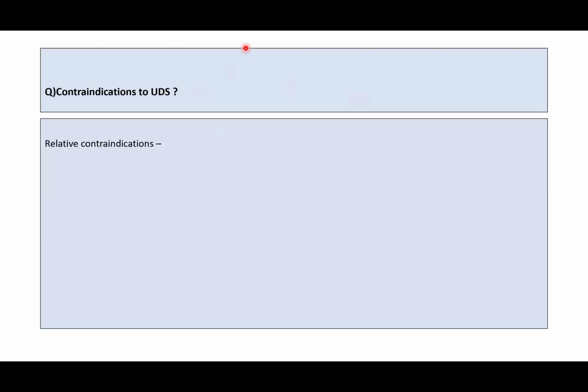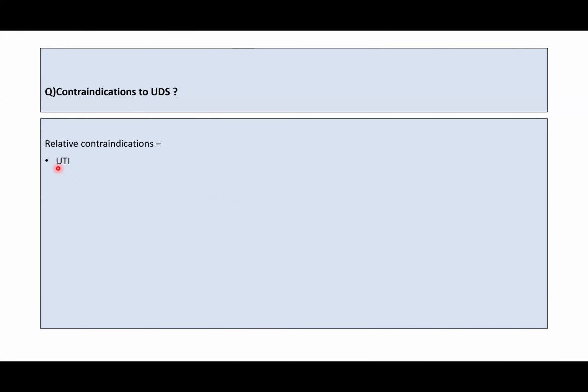Whatever comes to your mind. One we have discussed: infection, yes, UTI, yes. Anything else? Yes, ma'am, you said hematuria. Okay, hematuria, yes. Anything else? Okay, so someone is writing in the chat box, infection and allergies. Allergies to what? We are using saline. Stress urinary incontinence, no. Okay, so there are some relative contraindications.